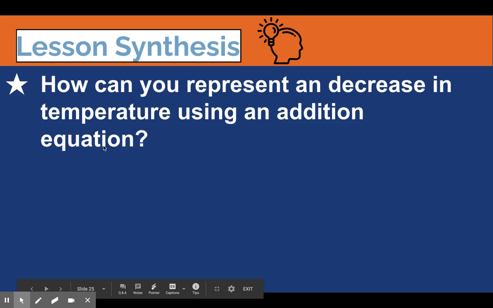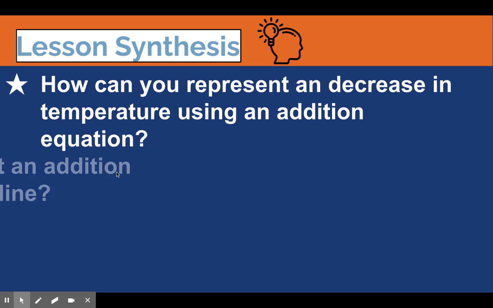So, just as a lesson synthesis, we want to talk about the different things that we've gone over. The first one is how can you represent a decrease in temperature using an addition equation? Well, we can represent a decrease as adding a negative number.